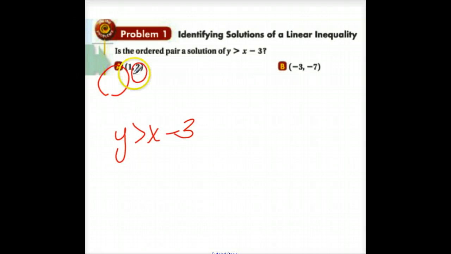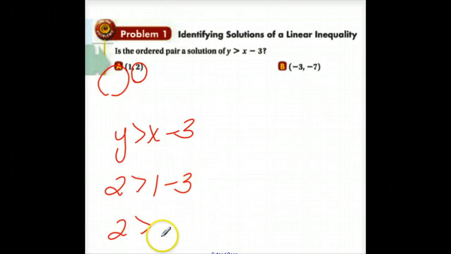Problem 1 is identifying a solution to a linear inequality. They're going to give you an ordered pair. You need to plug it into the inequality they give you. y is greater than x minus 3. I'm going to put 2 in for y, 1 in for x, and solve. 2 is greater than 1 minus 3, which is -2. 2 is indeed greater than -2, so this is a solution.